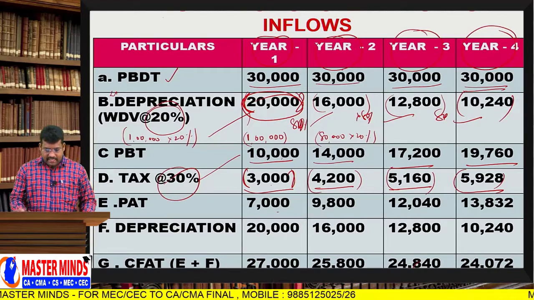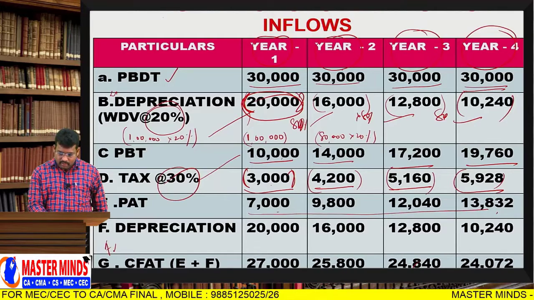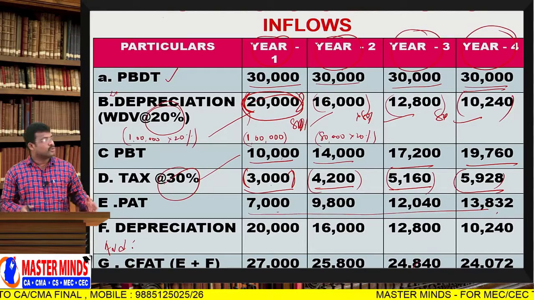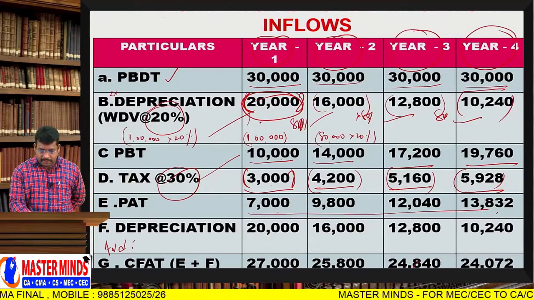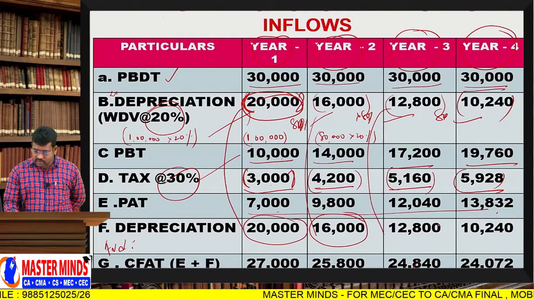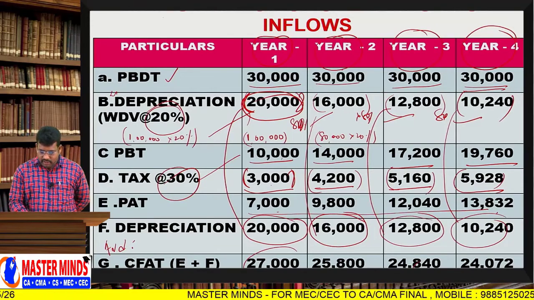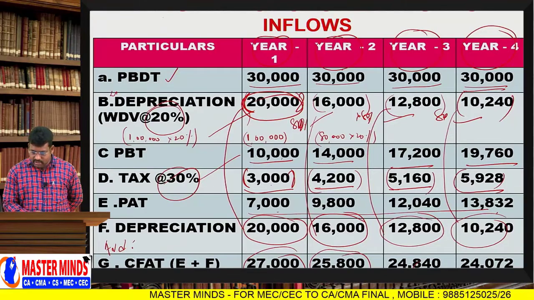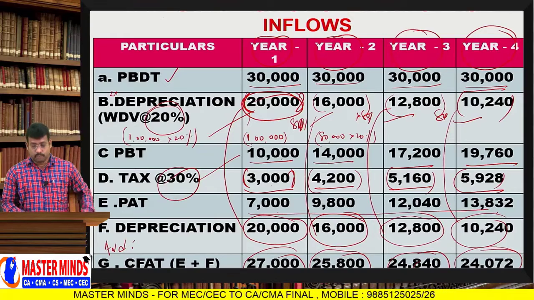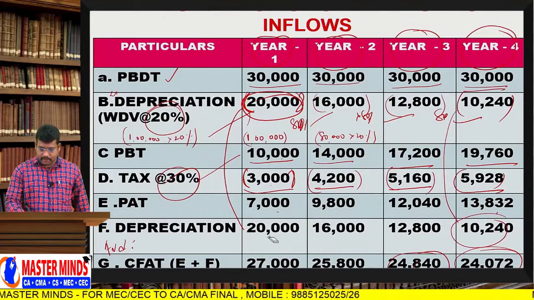Now if you want to find the CFAT, you will get the PAT, right? You got the PAT. For the PAT, you have to add back what? Depreciation. Since depreciation is a tax allowable expenditure, tax treatment is finished, so you can add back it now. So add back depreciation. Here depreciation value 20,000 and again 16,000, again 12,800 and 10,240. By adding this one, you will get the CFAT. First year 27,000, 25,800, 24,840, 24,072. So this would be your cash inflow to be estimated from the given problem, right?